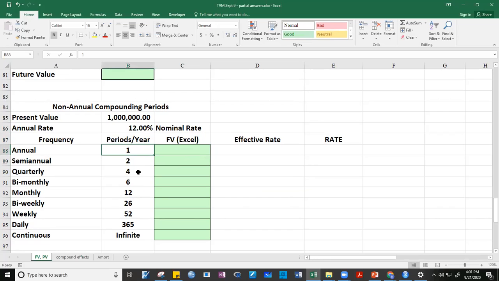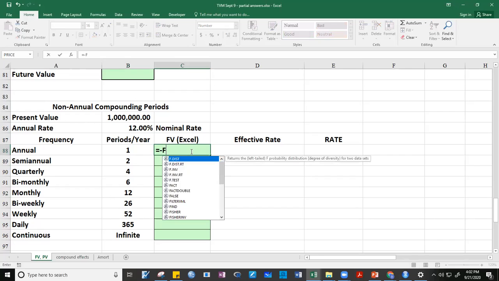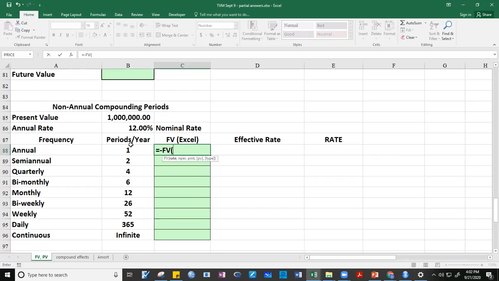So the question is how do we compute the future value if the compounding is once a year, twice a year, 4 times a year. Of course, we expect that the more compounding, the more times the interest is computed, the larger the future value. Or if you're computing the present value, the present value will be larger. The more the money is compounded, the bigger the present or future value. That's the concept of compounding.